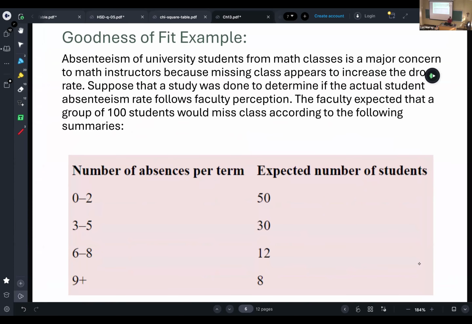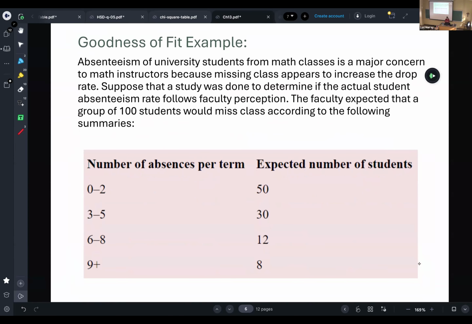If we look at absenteeism from a university, we have what we would expect, or what the faculty perception is. And we have 100 students. If you just think of this distribution, 50 plus 30 plus 12 plus 8 come to 100, right? 100 students. And so we can get the probabilities of this as well.